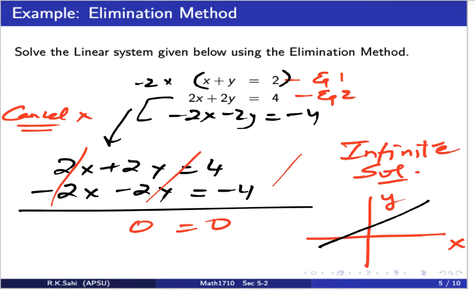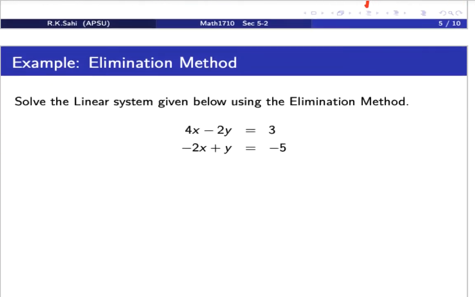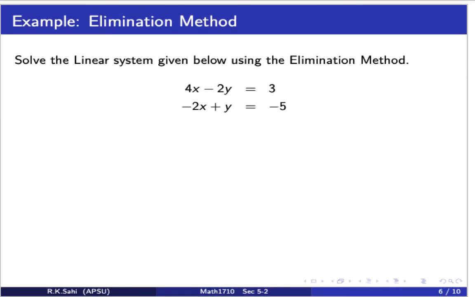Now let's look at the scenarios. Remember, a linear system has three possible scenarios: a unique solution, an infinite solution, or no solution. So I'm picking up the same examples we had done in section 5.1, but this time we're using the elimination method and showing you. This linear system is 4x minus 2y equals 3 and minus 2x plus y equals minus 5. Write down equation 1, equation 2. Which one do you want to eliminate?